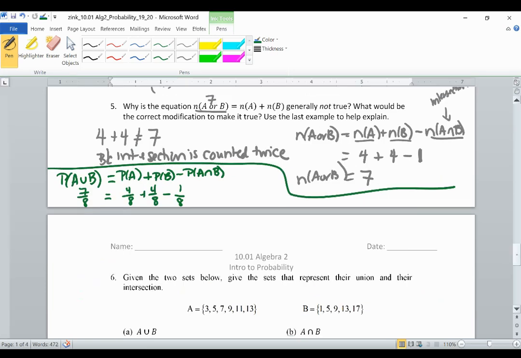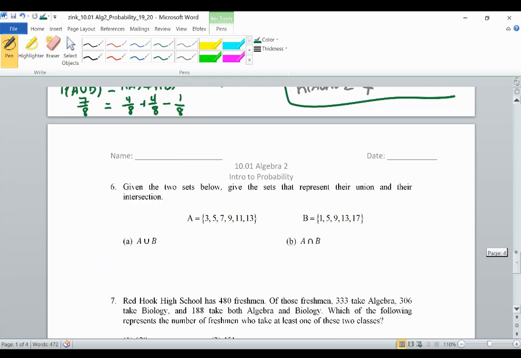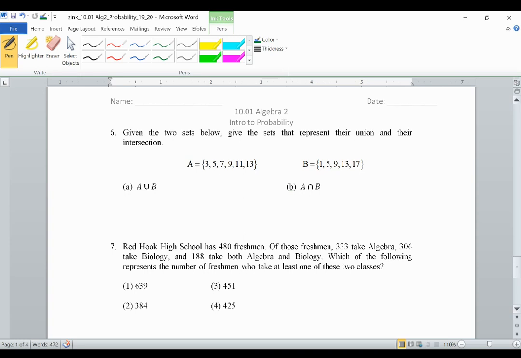So this applies to both when you're just finding the number versus, that's why I used n here, versus when you're finding the probability. Okay, number 6.